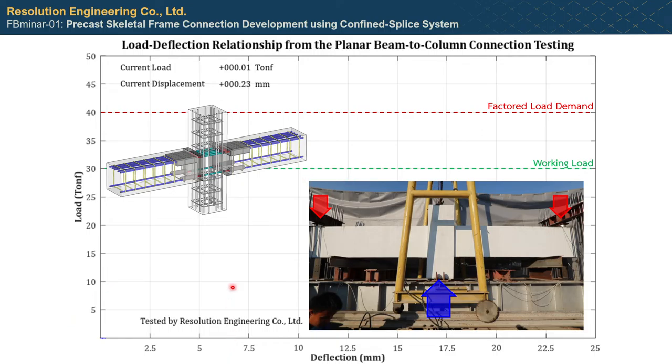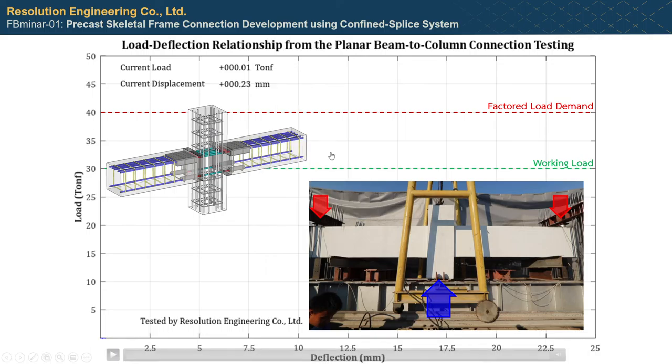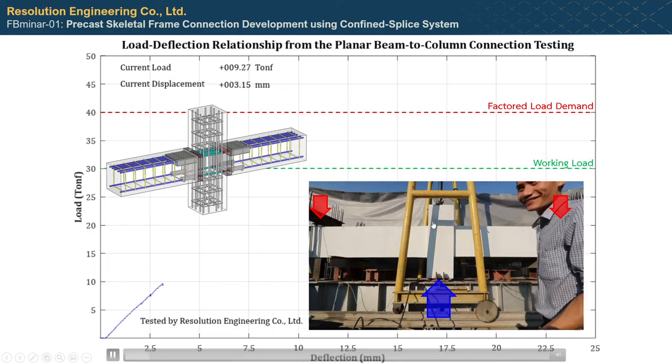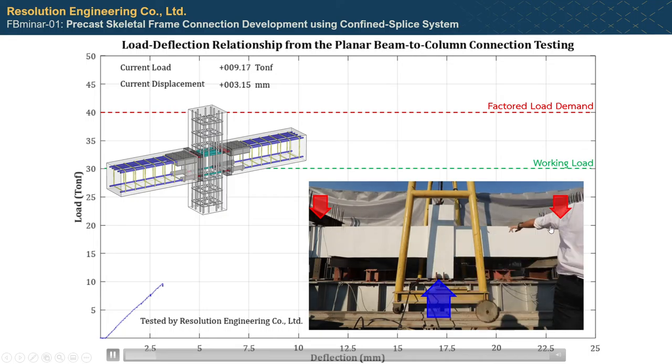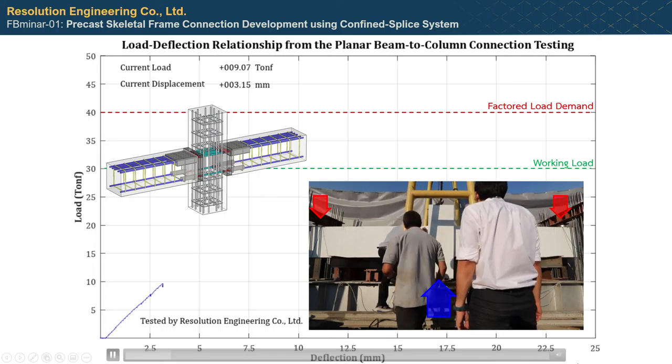Here is the test and the result. The vertical axis is load, and the horizontal axis is deformation, which is the relative lift of the column to the supports.